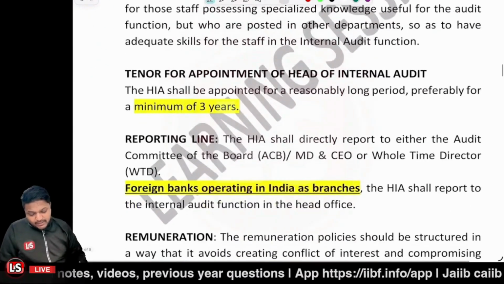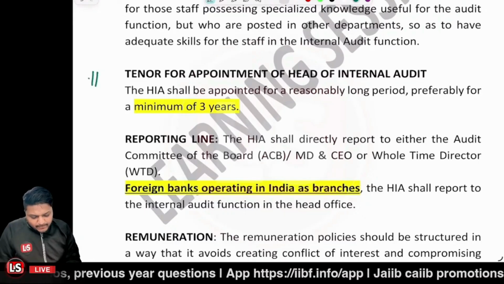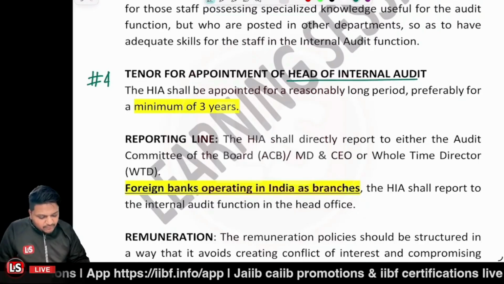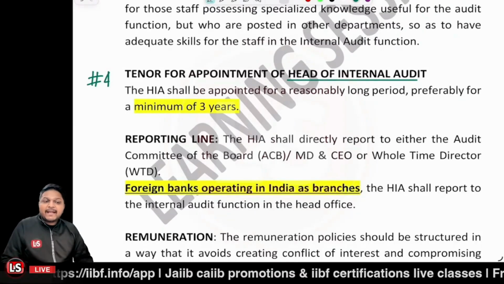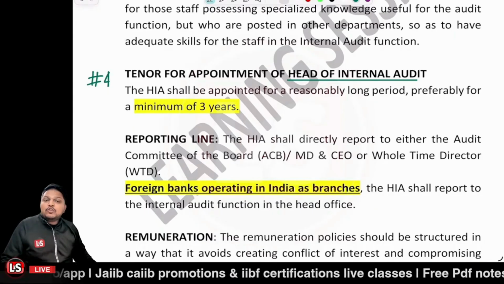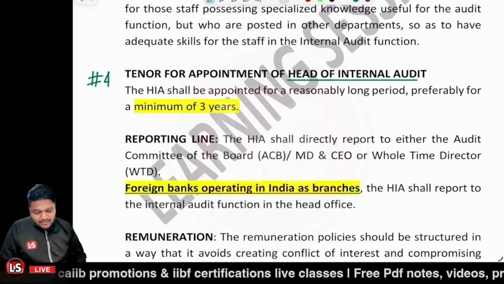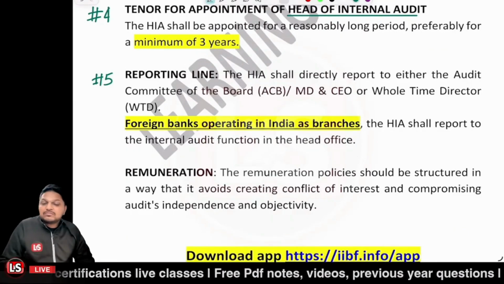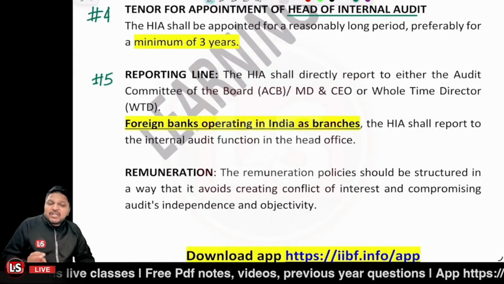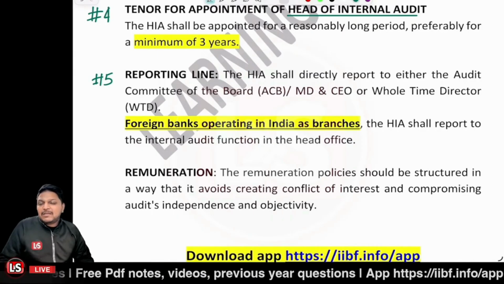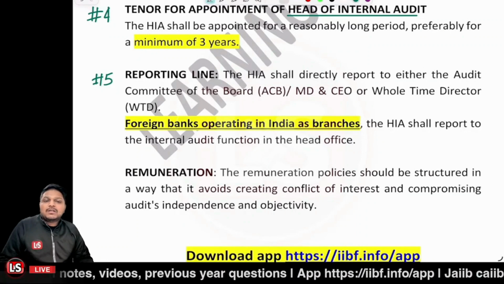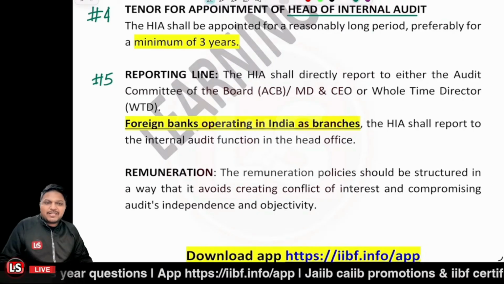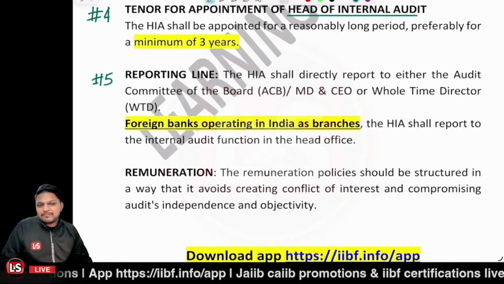And also it's about the tenure for the appointment of the HIA, that is head of internal audit, and the minimum tenure is set to be 3 years. There should be a clear-cut reporting line, that is, whom to report to. The HIA, head of internal audit, shall report directly to the audit committee of the board, ACB we say, or to the managing director or the CEO or the whole time director, right?